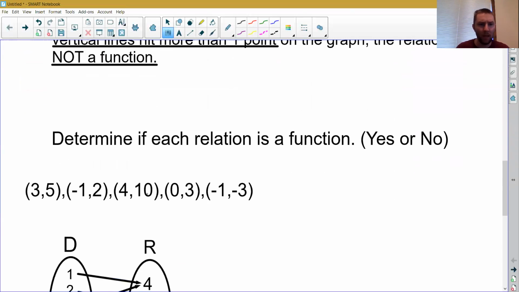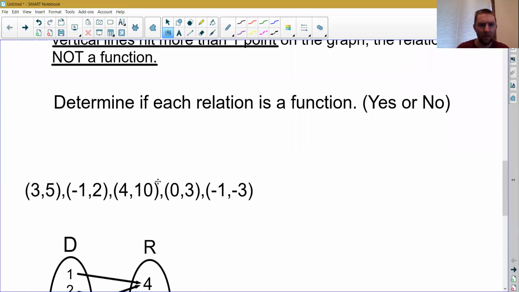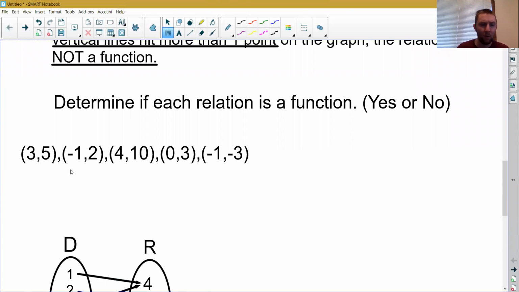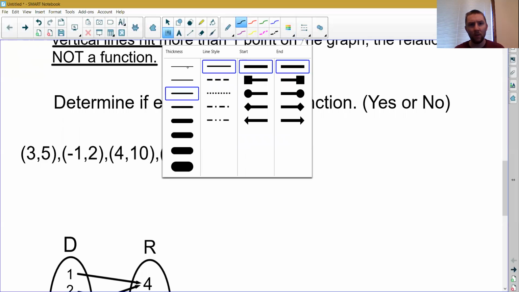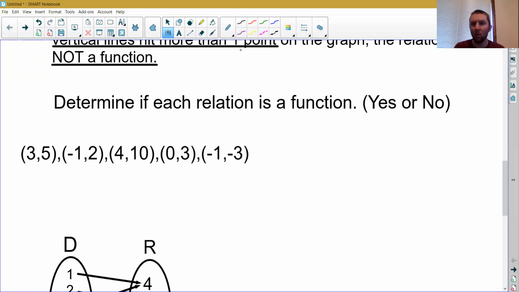So first we'll look at just this set of ordered pairs here. Okay, this set of ordered pairs, there's 1, 2, 3, 4, 5 of them. 5 points. And we need to determine if this is a function. So what do we look for? Well, we look for repeated x values that have different y values. So I'm just going to start looking at each of my x values. Here's a 3, here's a -1, here's a 4, here's a 0, here's a -1. Did any of those repeat? Yep, the -1 repeated, so now I have to go back to those points.